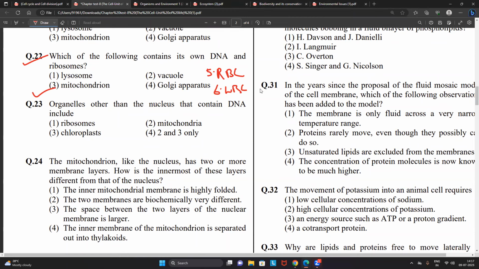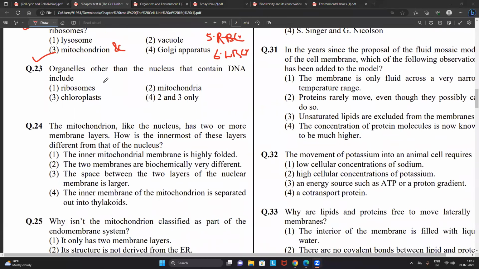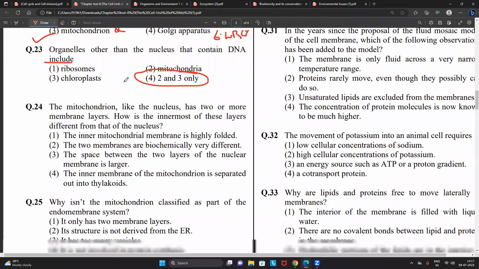RBC and WBC do not contain or are not studded with any ribosomes, right? Only the mitochondria and chloroplast have their own DNA. And we also know very well RBC do not have a nucleus also. So always remember that the answer will be 3. Organelles other than the nucleus that contain DNA include the mitochondria and chloroplast.